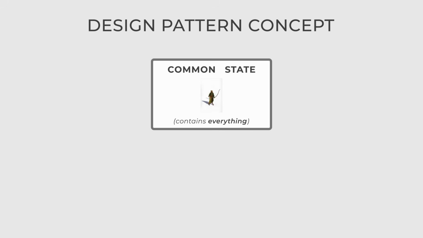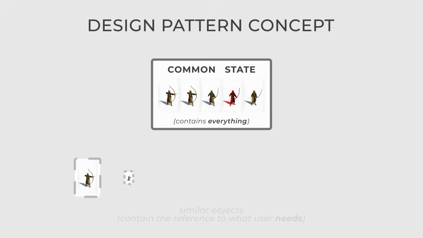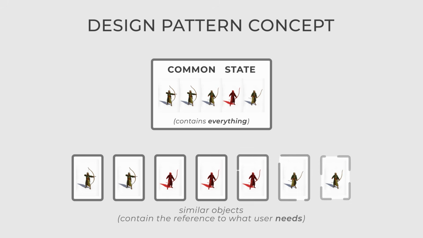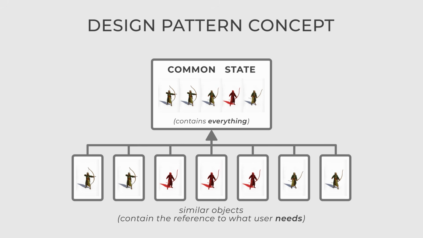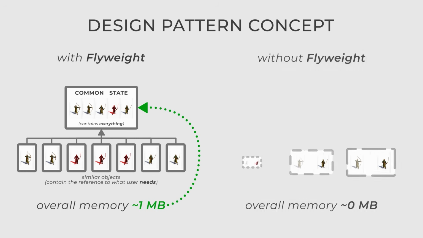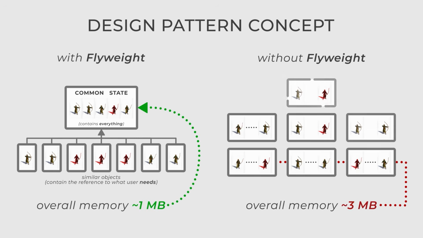The flyweight is a structural design pattern that focuses on efficiently sharing and reusing object states, especially when many similar objects need to be created. It aims to minimize memory usage by sharing a common state across multiple objects, reducing the application's overall memory footprint.